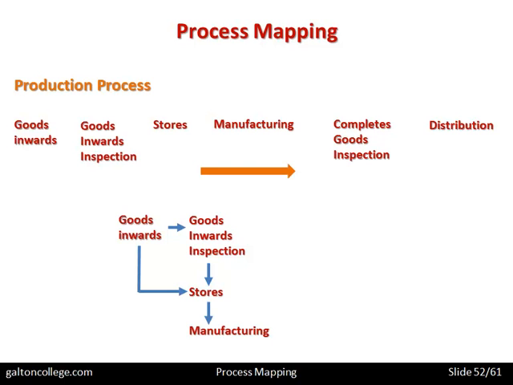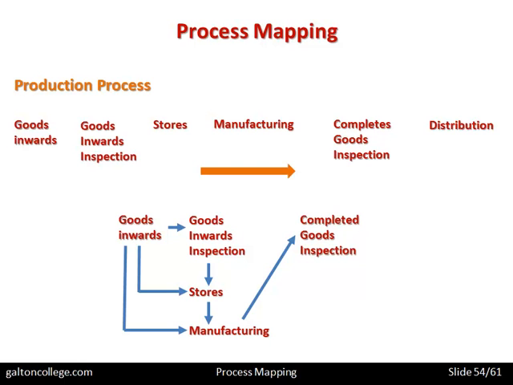Now the stores goes to manufacturing because the manufacturing draws off the stores. But it could be, as I said, it goes straight from goods inwards to manufacturing. Depending on how the company is structured, the philosophy of the management, the technicalities of production, the conditions in the market for raw materials and supplies and so on, it could be that the goods inwards go straight to manufacturing.